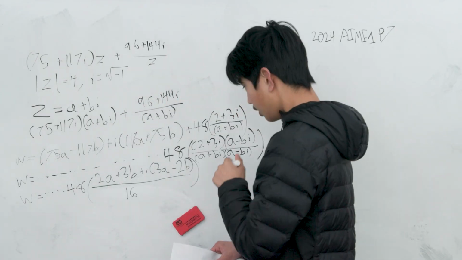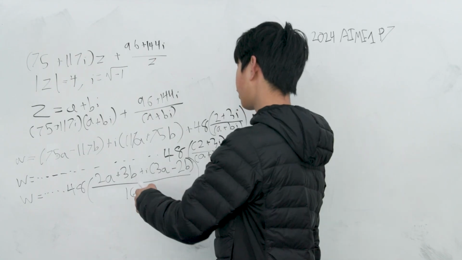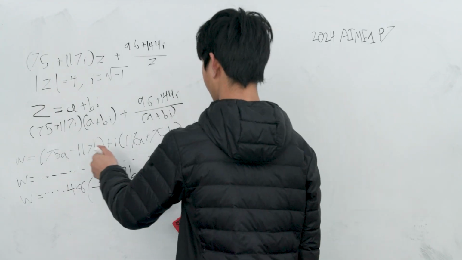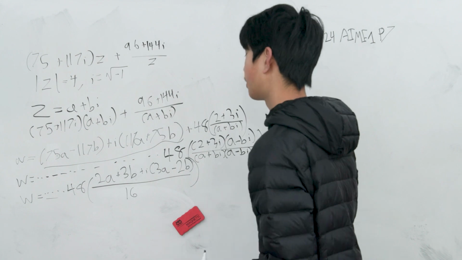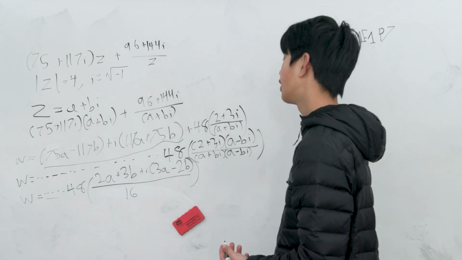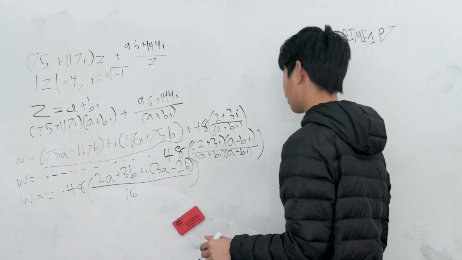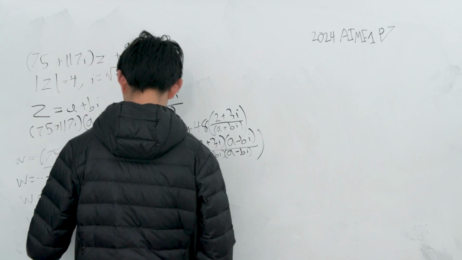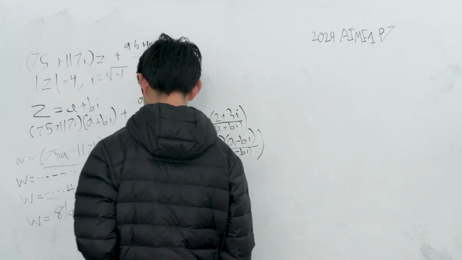Since 48 divides into 16, we have this equation, and then we can simplify it with the expression up here. I'm putting dots so I don't have to write it out again, but you can just simplify it down by subtracting and adding like terms, so you get that w is eventually equal to 81a minus 108b.